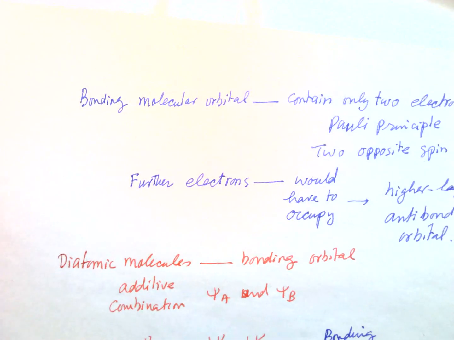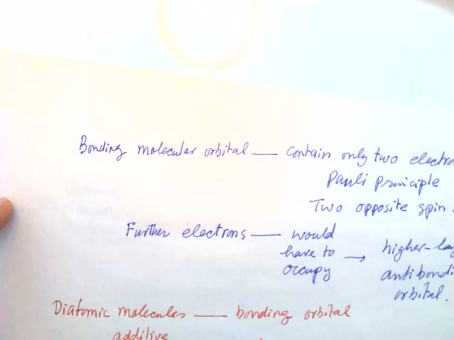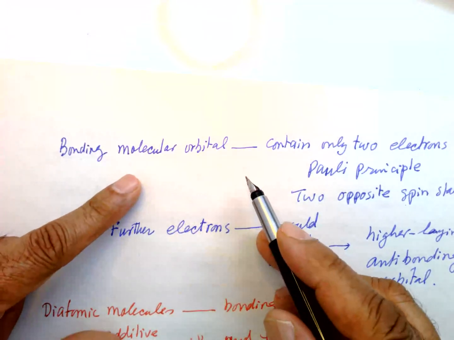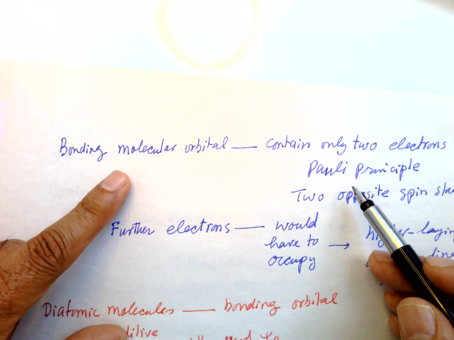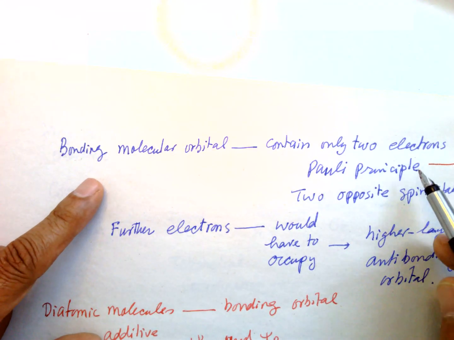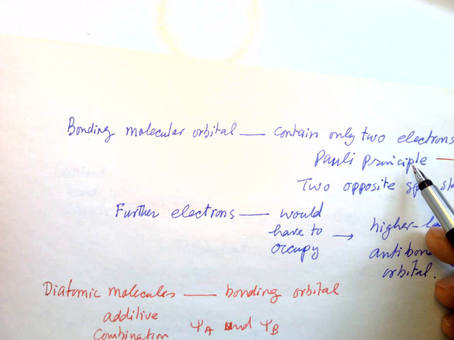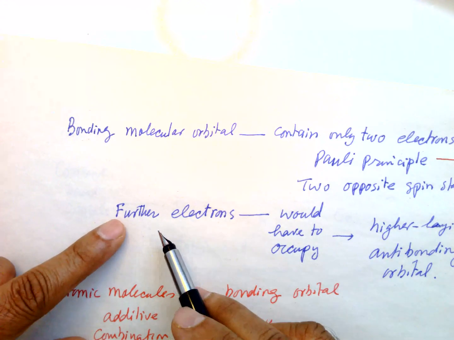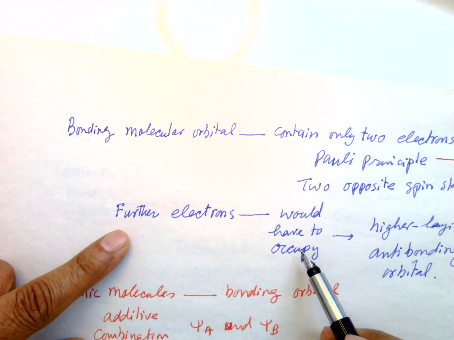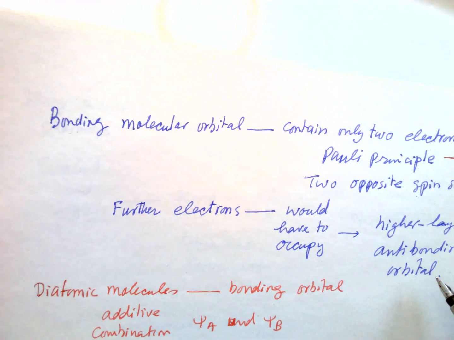The bonding molecular orbital contains only two electrons, by the Pauli exclusion principle, with opposite spins. No two electrons can occupy the same state, so they have to have different spin quantum numbers. Further electrons would have to occupy higher lying antibonding orbitals.